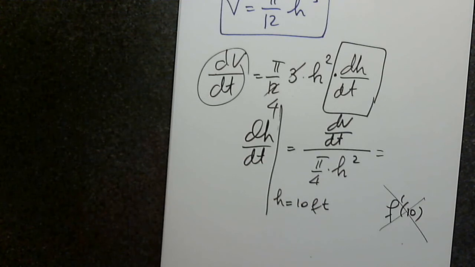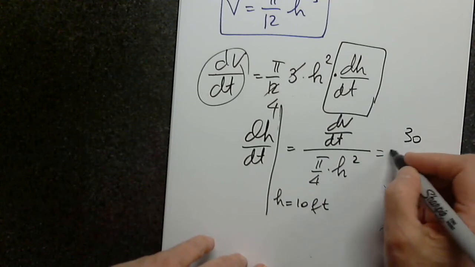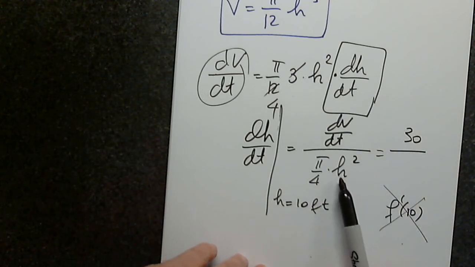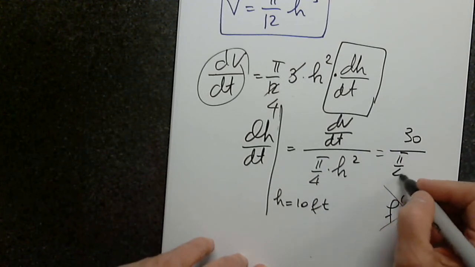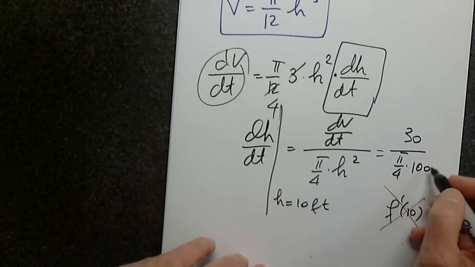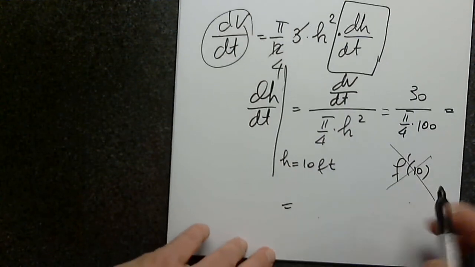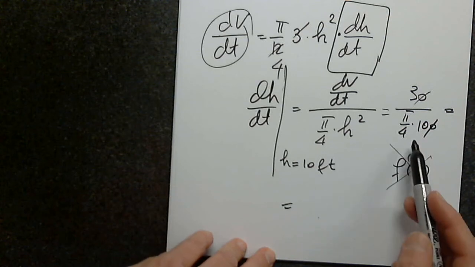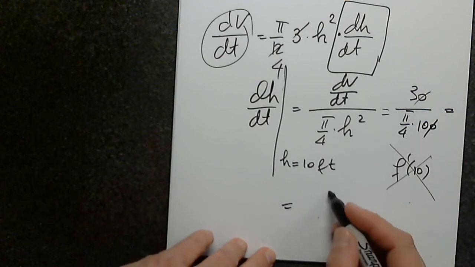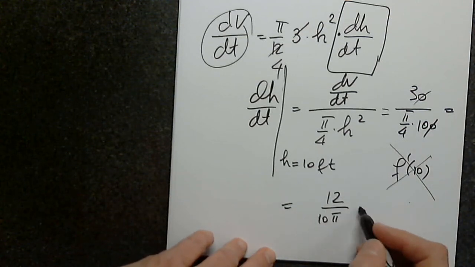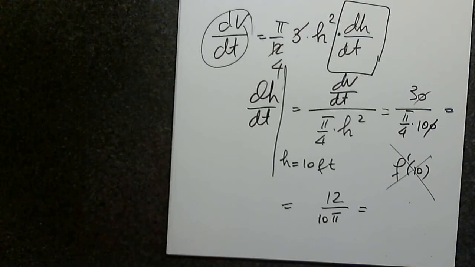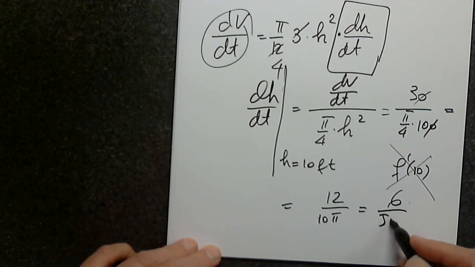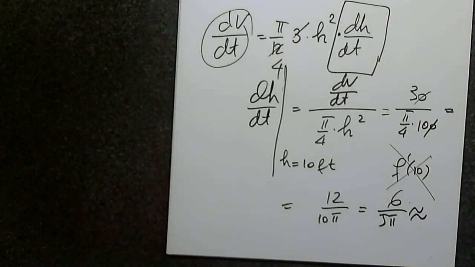So I have the numerator, and also be very careful with the measurement unit, right? So the numerator is measured in 30 cubic feet per minute. And h is also given in feet, so we are on the right track. And that's 100. So I will simplify. And then I flip, and I get 12 divided by 10 pi, or 6 divided by 5 pi. It doesn't matter, I have to approximate it.